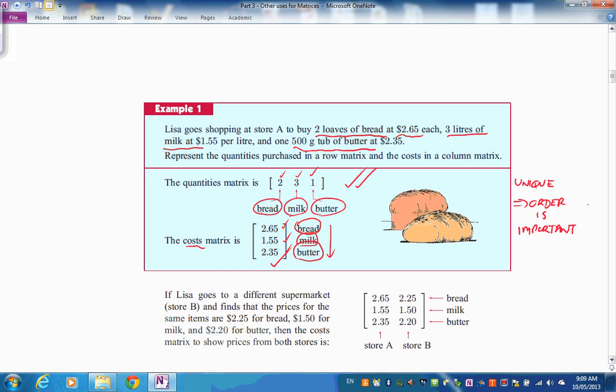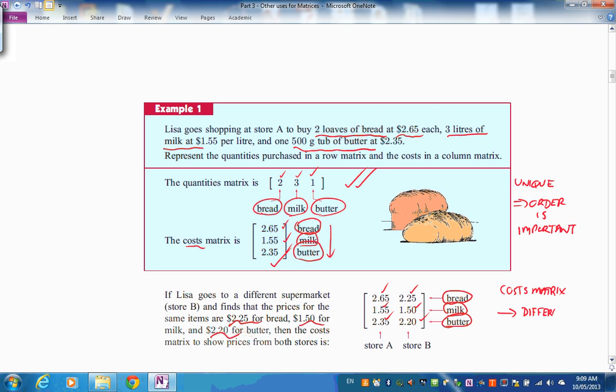Okay, so if Lisa went to a different supermarket and found the prices were different, so instead of the prices at store A, 265, 155, 235, the prices are now 225, 150 and 220. Must keep them in the same order. So now we're developing what? A cost matrix. But we're enlarging it to do different stores.